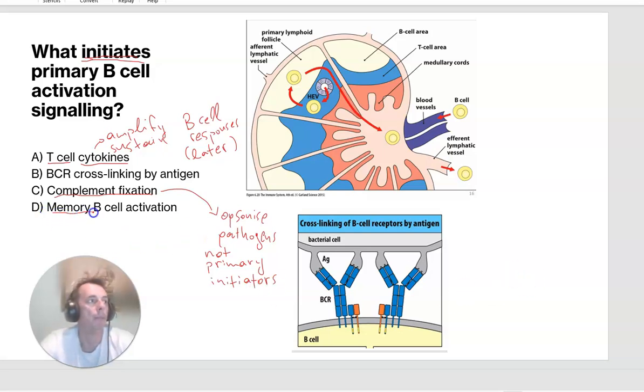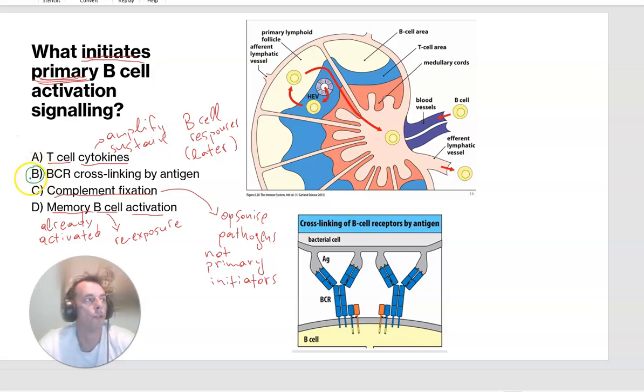Now, what about memory B cell activation? Could that be the answer? Memory B cells are already activated cells that respond faster on re-exposure. They are already activated. They don't initiate primary activation signaling. The question's context is initial activation upon first antigen encounter.